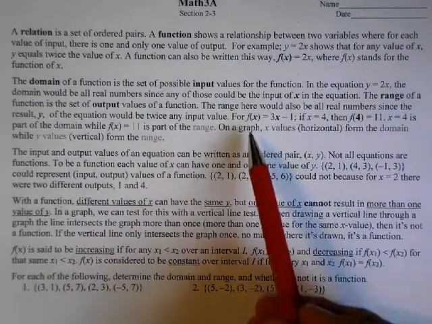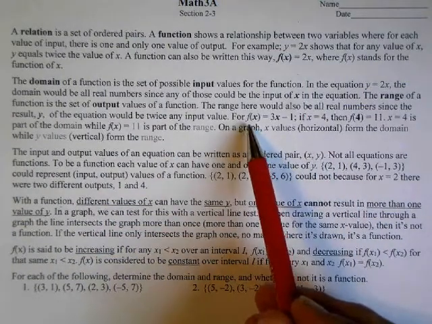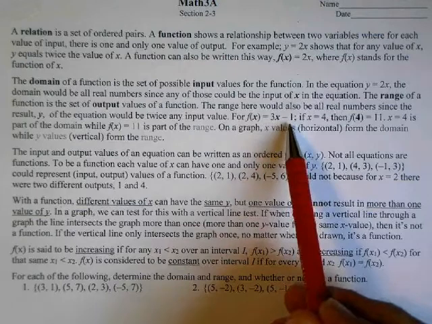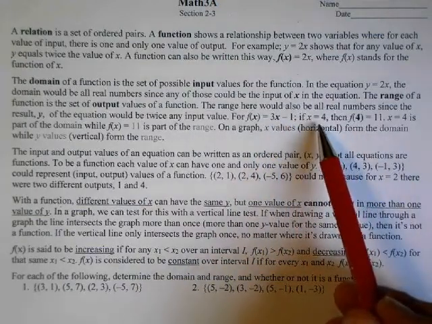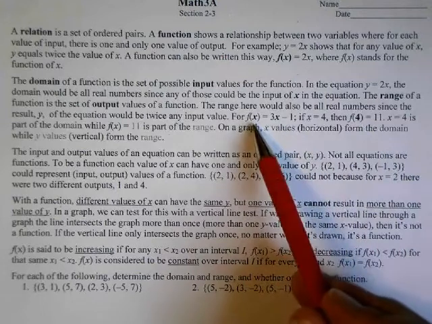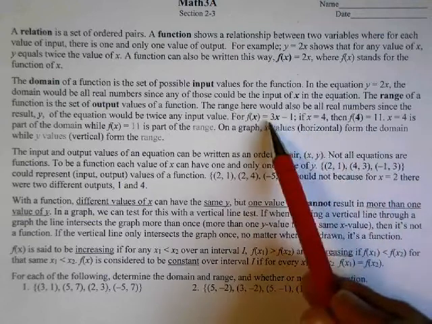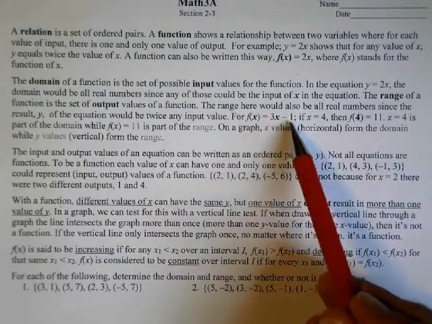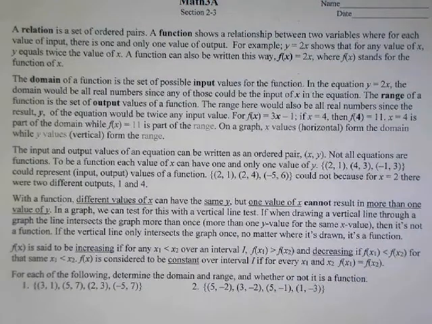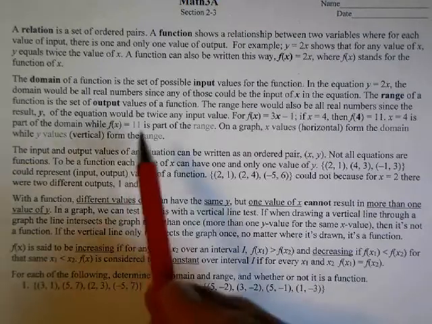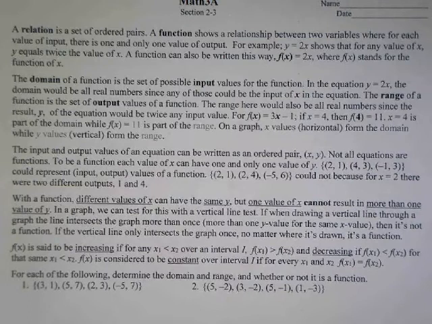Here's another example of a function. Here we have f of x equals 3x minus 1, if x equals 4. So now, instead of writing f of x, we write f of 4. That means wherever we had an x in the relationship, we're now going to put in a 4. Well, 3 times 4 gives us 12. 12 minus the 1 gives us 11. So if 4 is part of the domain, then f of 4 equals 11, and the output, the 11, is part of the range.